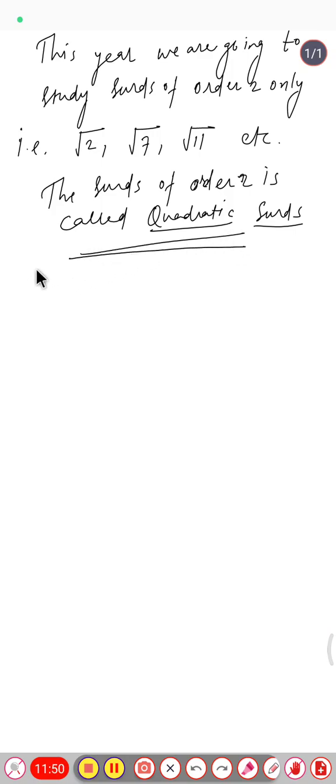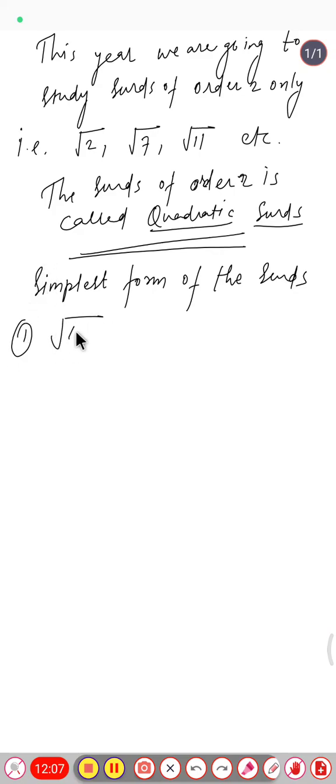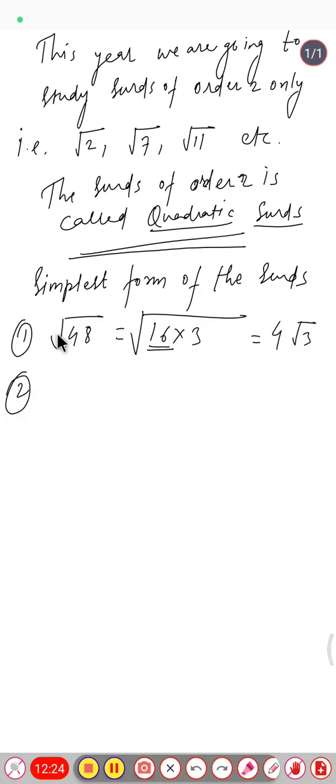Now what we have to do, we have to study about the simplest form of the surd. It's the simplest form of the surd, so that is nothing but root 48. How can we simplify it? In general we can say that 16 threes are 48. So the square root of 16 is nothing but 4 root 3. Understand, it is the simplest form of the surd.